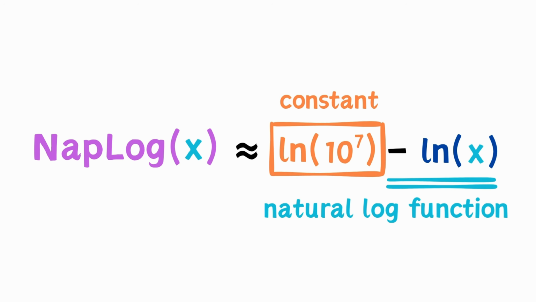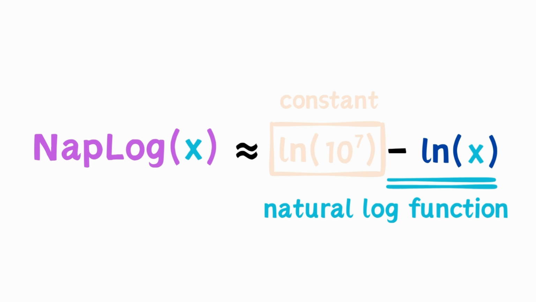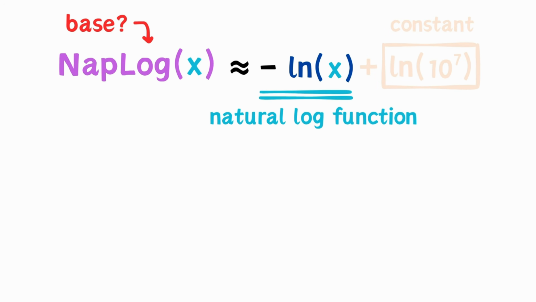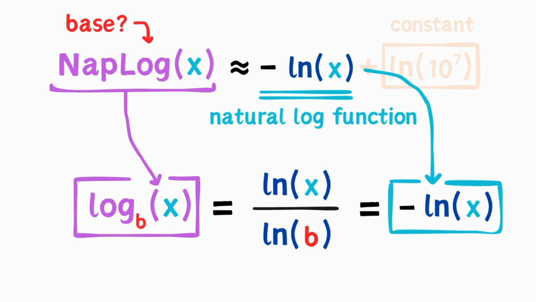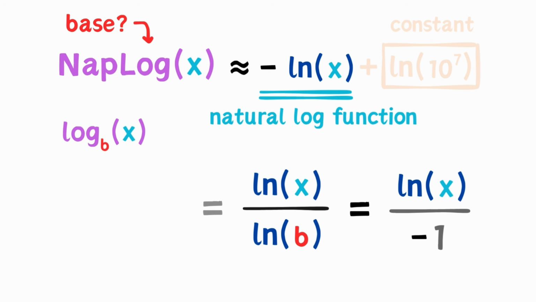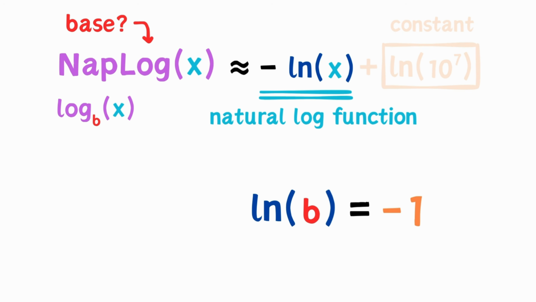Thus we know Napierian logarithms behave very similarly to the natural logarithm. This is just a constant with a natural log. So for now, let's just focus on the natural logarithm. From here, we can come up with a base for Napier's logarithm. To do this, we can use the change of base formula. The Napierian logarithm equals the negative natural log of x. We can rewrite this as the natural log of x over negative 1. This means the natural logarithm of the base must equal negative 1.